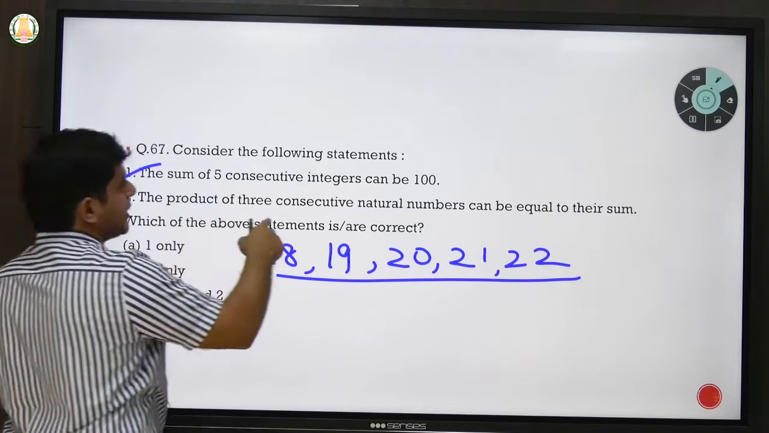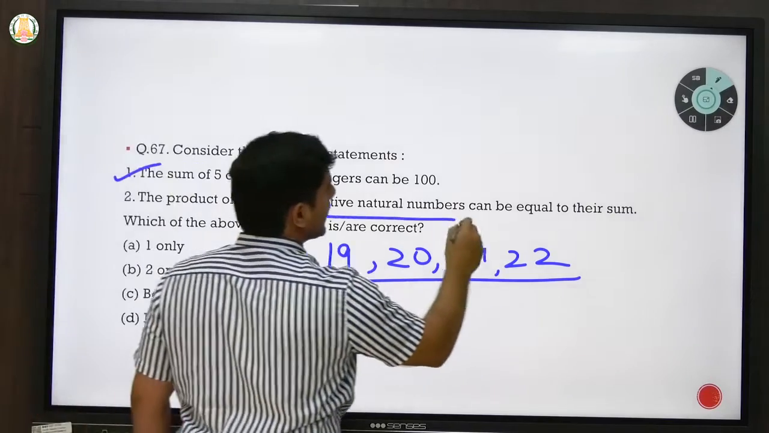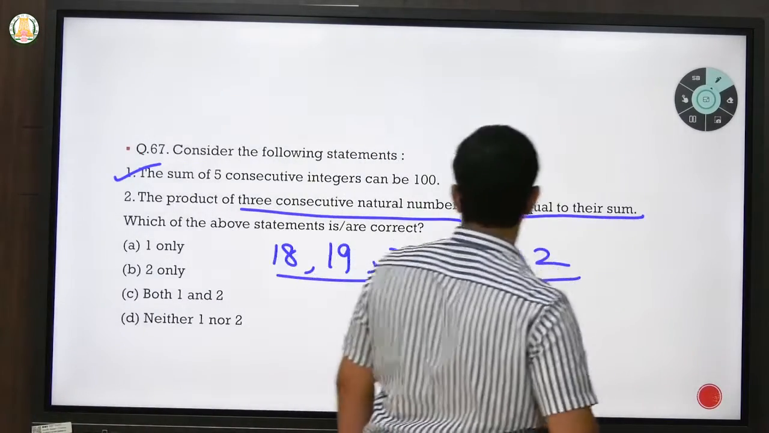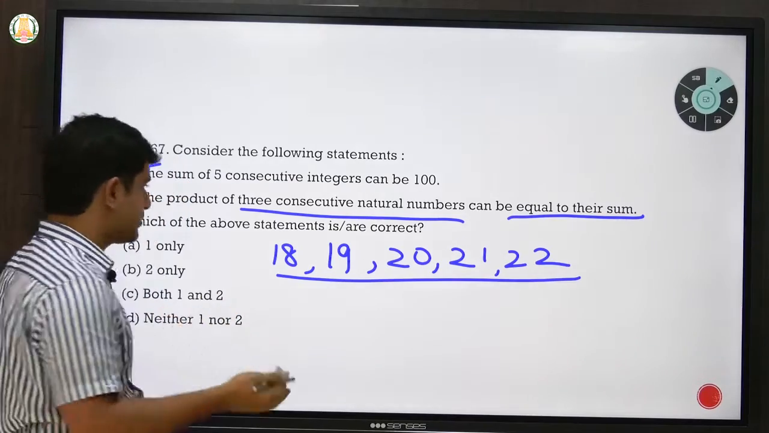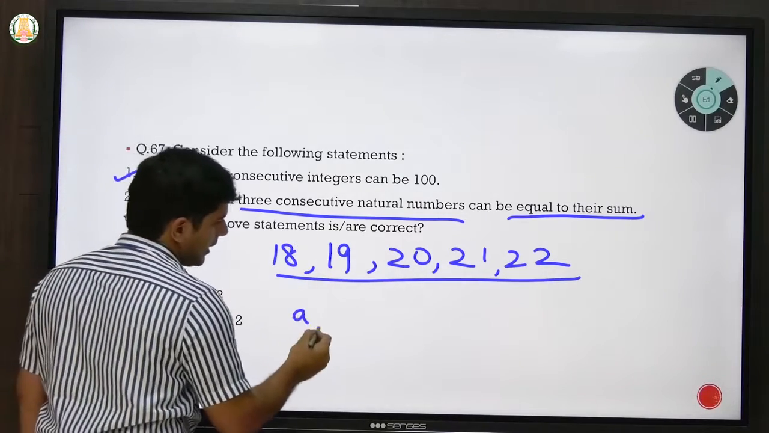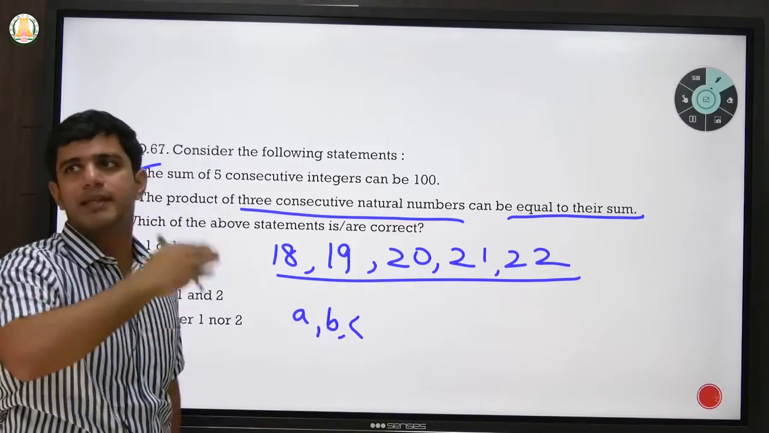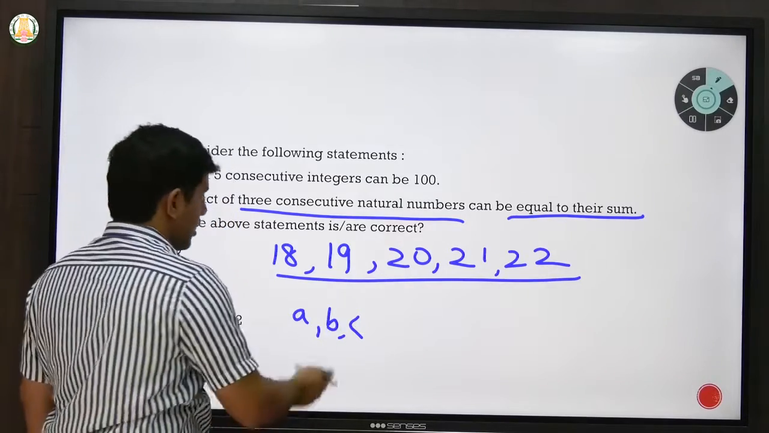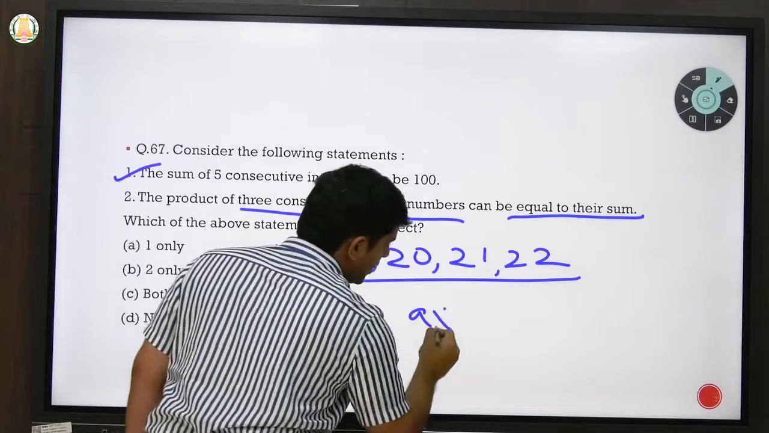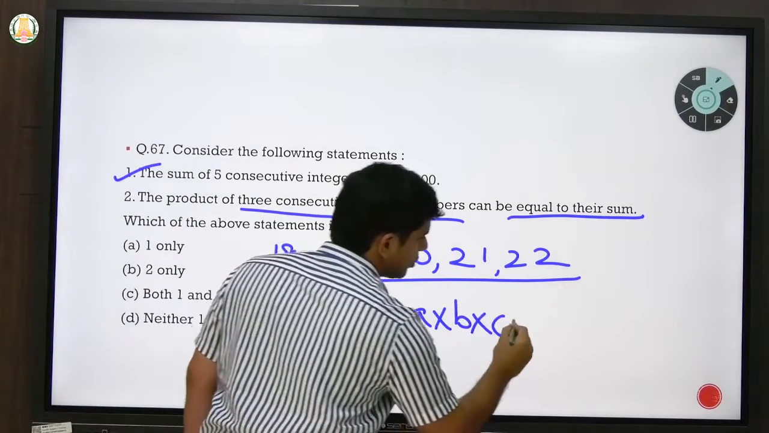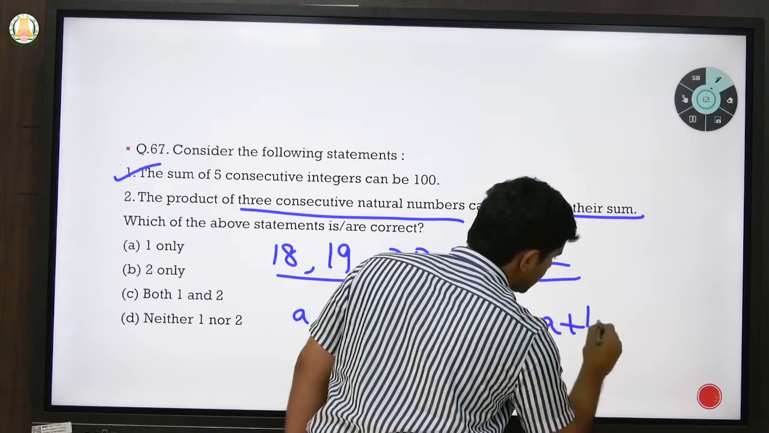Next, the product of 3 consecutive natural numbers can be equal to their sum. That means let's say there are 3 consecutive integers. Maybe let's say A, B, C are 3 consecutive integers. You can also assume, in the previous way, x minus 1, x and x plus 1. So what is he saying? A into B into C, that is the product, should be equal to A plus B plus C.